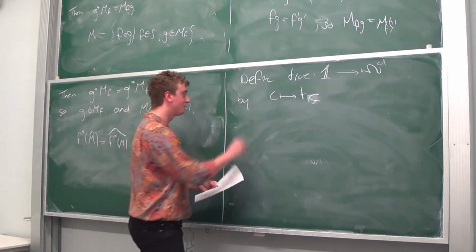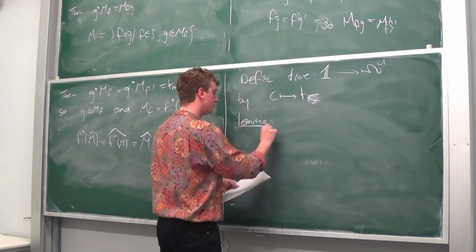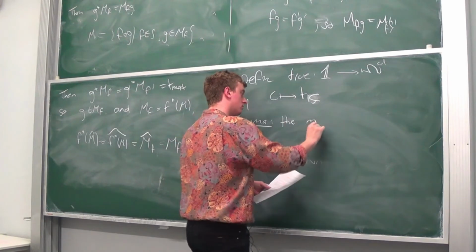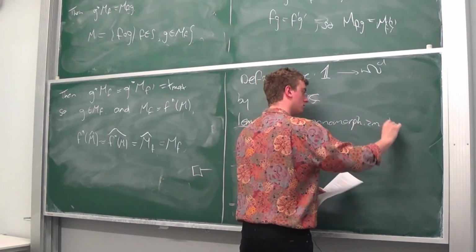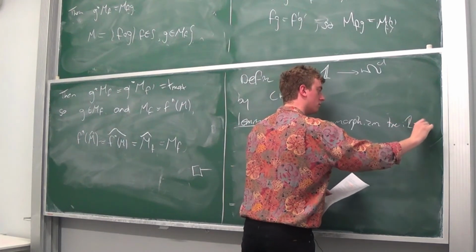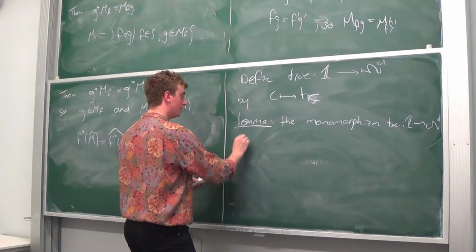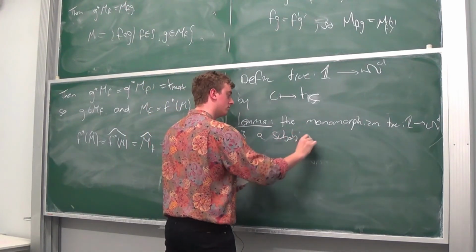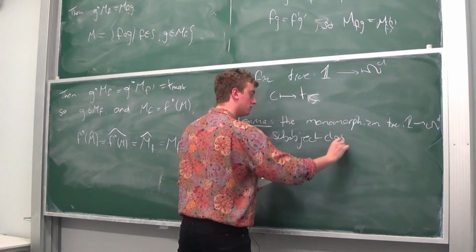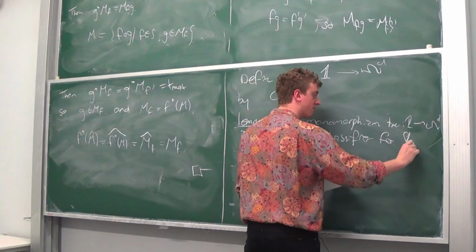All right. So our final lemma is that this monomorphism up here is a subobject classifier for the category of sheaves.